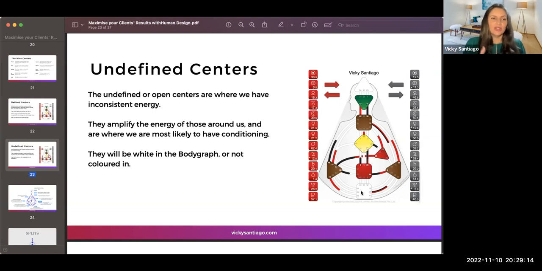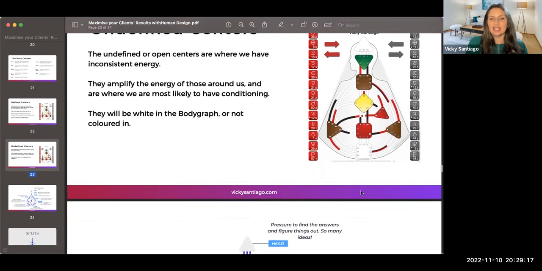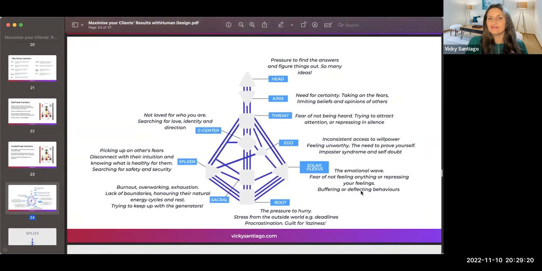So when we go back and look at those themes of all of these different centers, you can see being undefined, the pressure to find out the answers and figure everything out. The Ajna, if that's undefined, you've got the need for certainty and taking on the limiting beliefs and opinions of others. The throat, the fear of not being heard, trying to attract attention, or the converse is actually repressing things and staying in silence. The G center is feeling not loved for who you really are, searching for love and identity and direction. You might hear them saying something like, oh, if I can just meet the perfect guy, then everything will be okay, right?